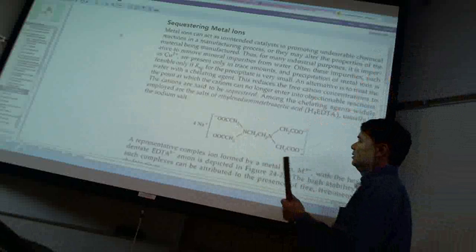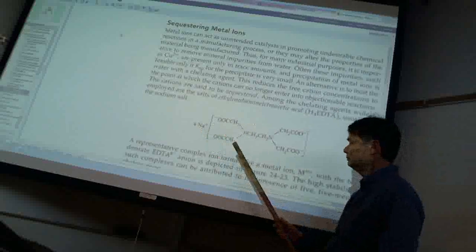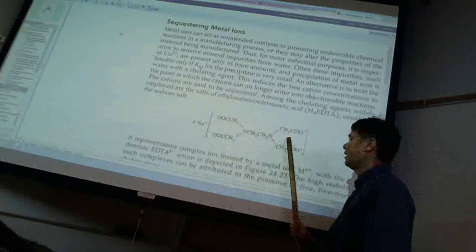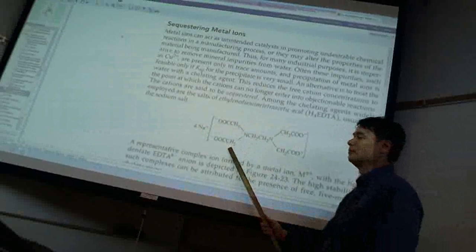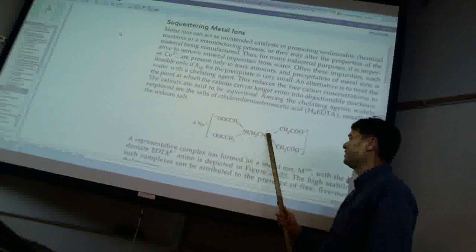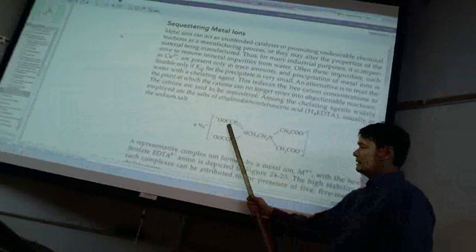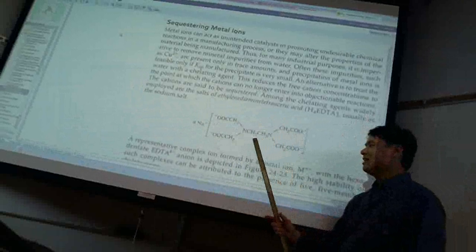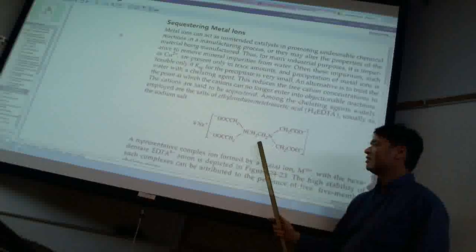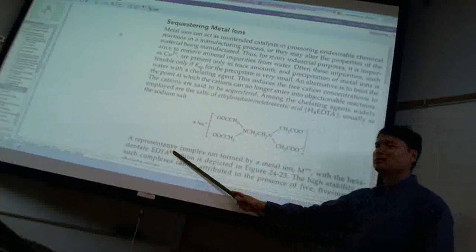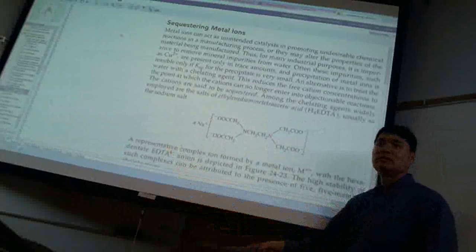And so this is called sodium ethylene diamine tetraacetato. So sodium ethylene diamine tetraacetato. This ligand, ethylene diamine tetraacetato, is a little bit long, so to shorten the name of the anion, they just call it EDTA4 minus, or EDTA for short.